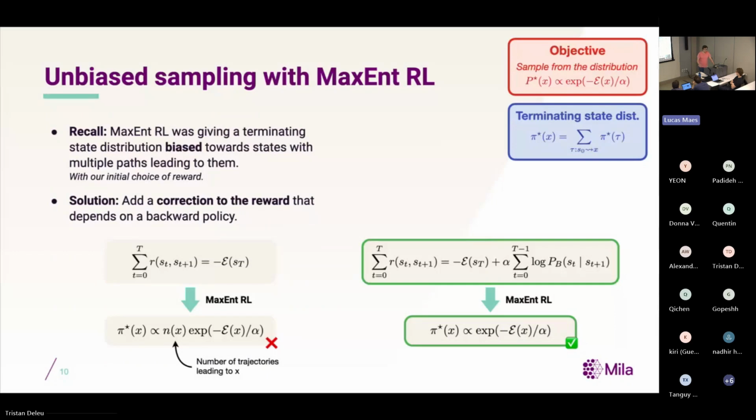And the reason for that is that there is a result which says that if you sum over multiple trajectories going to a certain terminating state, the product of the backward policy is always going to be equal to 1. So the backward policy induces a distribution over all of the trajectories going to a certain terminating state. Essentially, instead of having a sum in the definition of the terminating state, which is the reason why we have this number of trajectories appearing, we're transforming that into an expectation. And the expectation is going to be taken with respect to this backward policy.